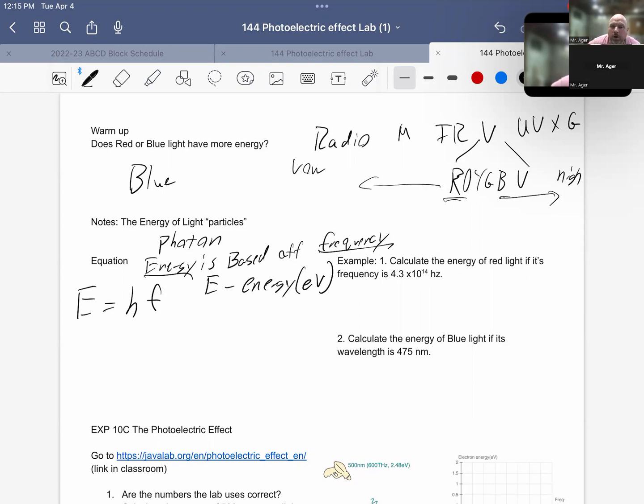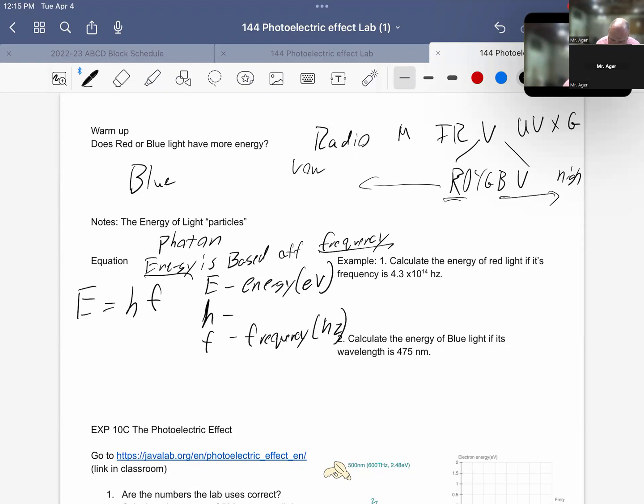We wouldn't use a meter. We use nanometers. Same thing. We use electron volts for the energy of light particles because there's so little energy in a single light particle. H is Planck's constant. We'll get to that in a second, exactly what it is. And F is the frequency of light. And we're just going to stick with hertz for that, Hz.